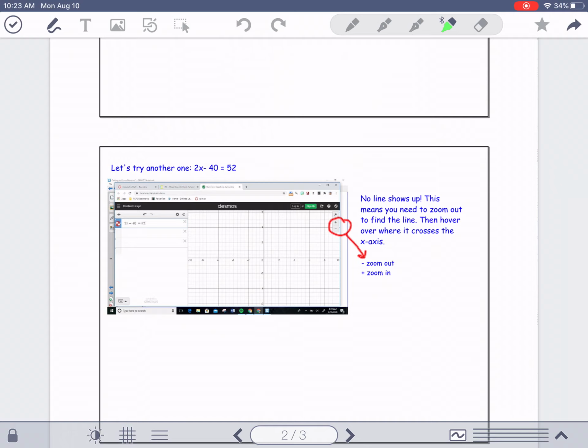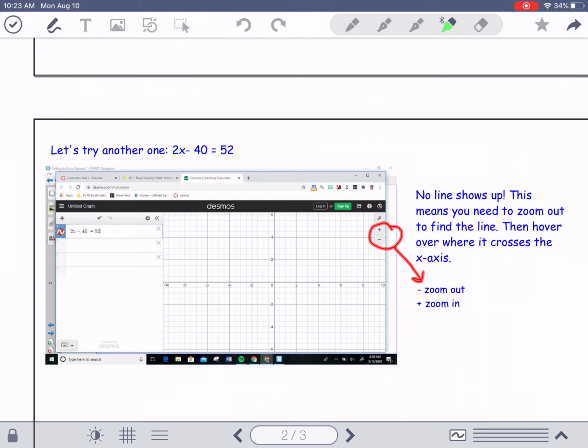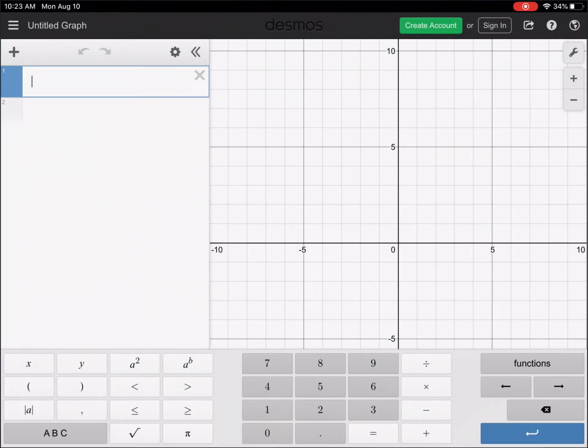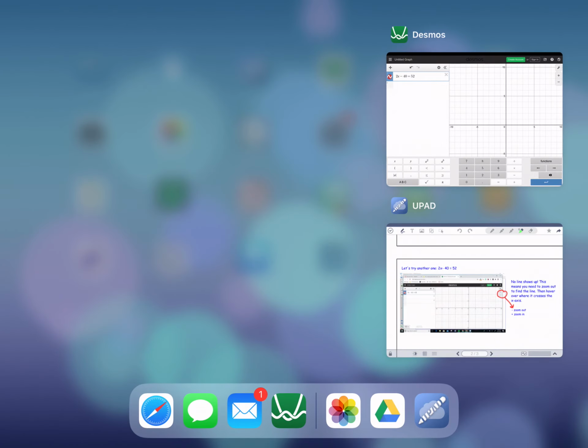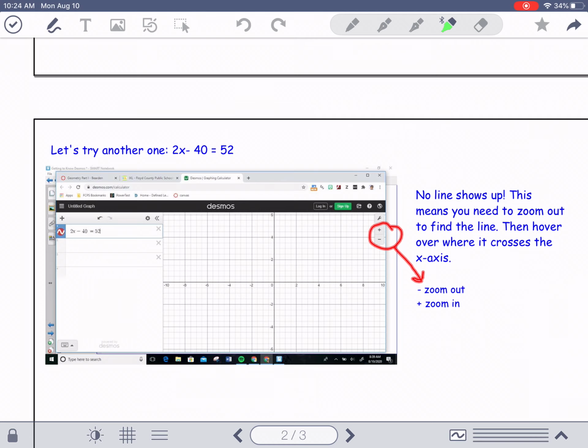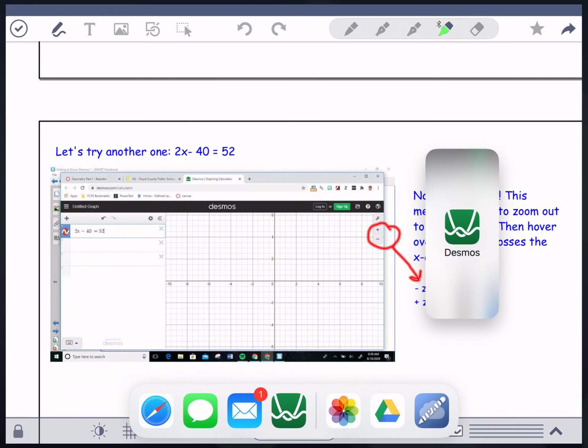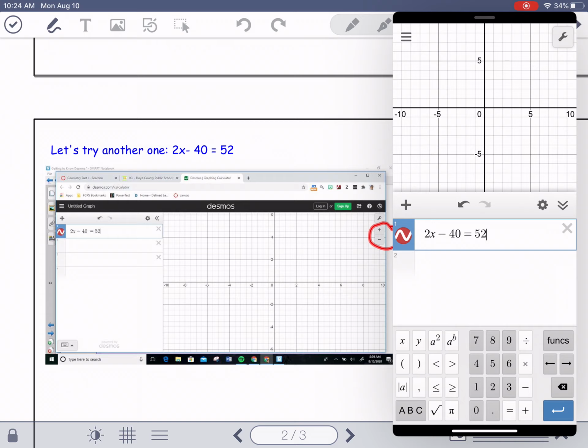Next problem. I'm not going to work this one out. So 2x minus 40 equals 52. Let me type this one in. You can kind of see real time what's going on here. 2x minus 40 equals 52. I'm not seeing anything show up. Let me double check to see if I typed it in correctly. 2x minus 40 equals 52. Yes, I typed it in correctly.